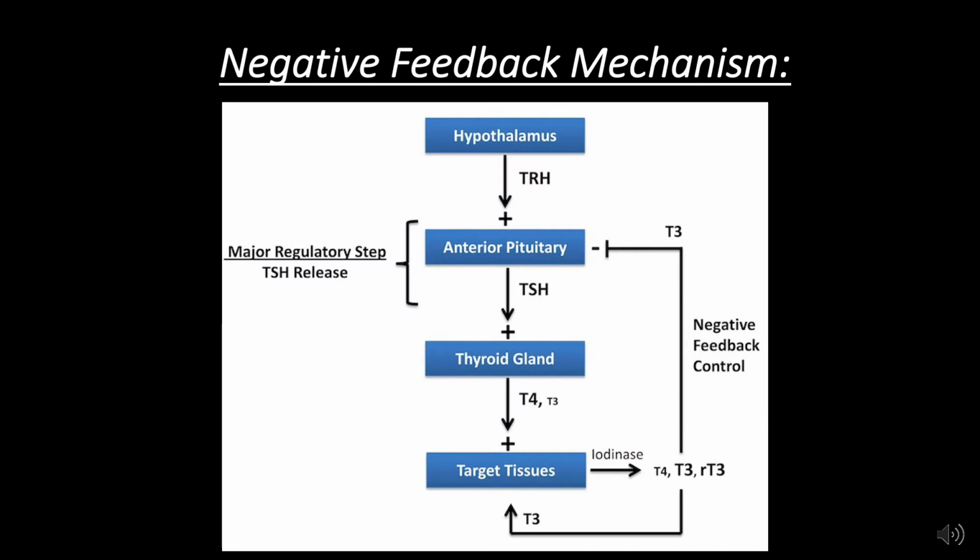The hypothalamus releases TRH, which triggers the anterior pituitary gland to release TSH. TSH acts on the thyroid gland and releases T3 and T4, which act on the liver. From the liver, T3 acts on other target tissues like liver, kidney, brain, heart and muscle. When T4 and T3 increase, the negative feedback mechanism activates, which acts on the pituitary gland and stops thyroid-stimulating hormone, TSH, release. It is a major regulatory step.